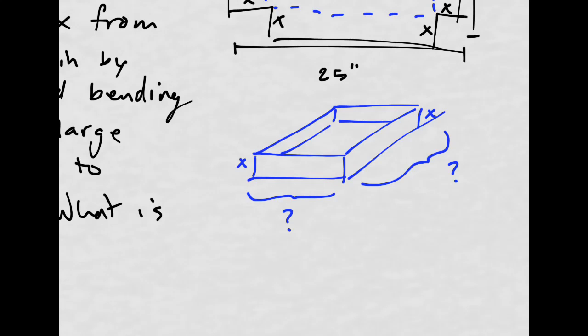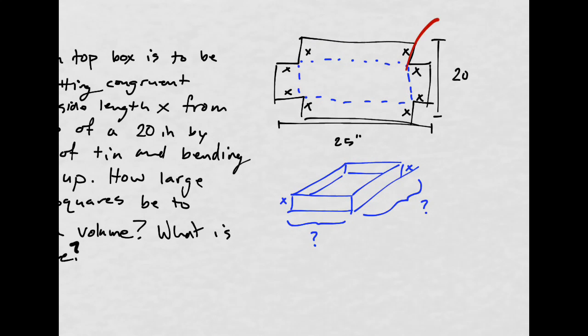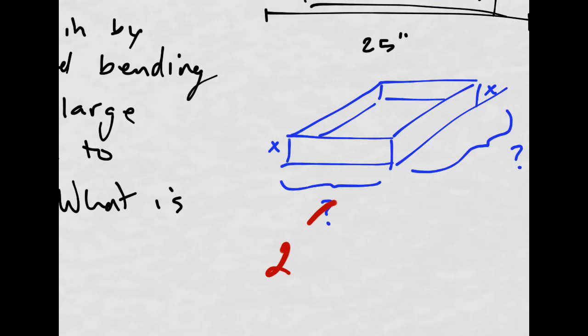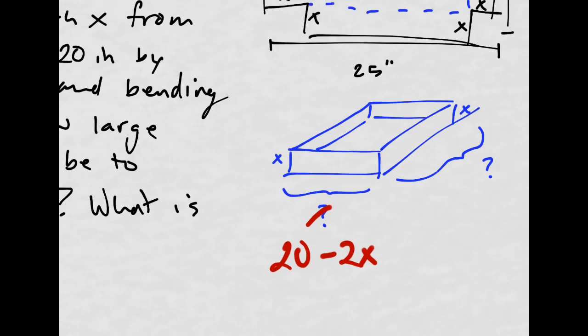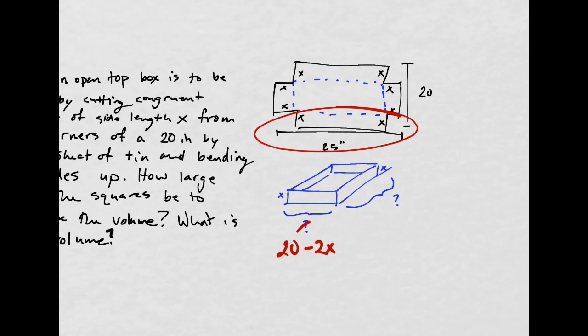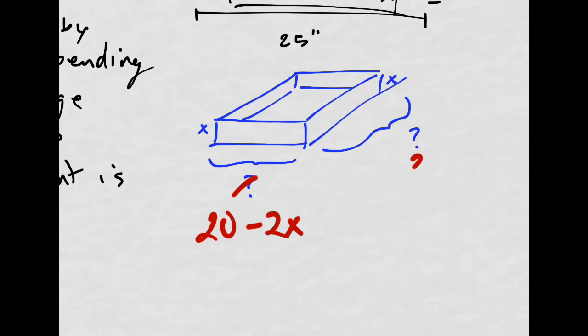So really, I need these, and it has little question marks. But just look, I can get that. If this whole thing is 20, and I'm taking out an x and an x, that's 20 minus 2x. So this is 20 minus 2x. And then same thing goes for this. The whole thing is 25. Take away an x, take away an x. So that would be 25 minus 2x.